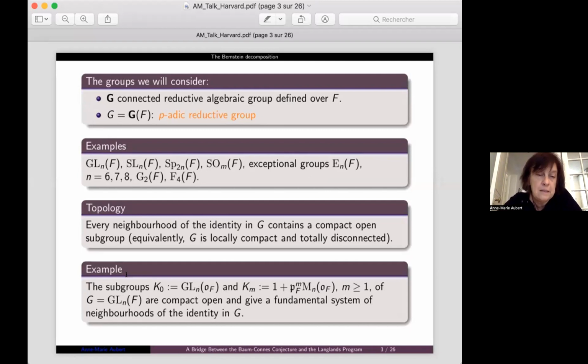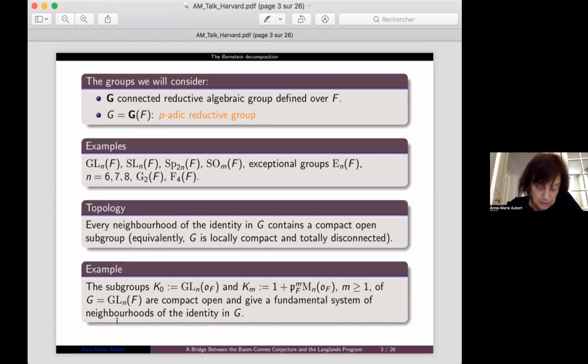And now the group, what it is. So the group is, shortly I will call them p-adic reductive groups, and it's the group of F-points of a connected reductive algebraic group that I will denote by bold G, which is defined over F. So let's see some examples. In the case where bold G is GL_n, SL_n, or a symplectic or special orthogonal group, we get what we call a classical group. SL_n is not usually called classical, but GL_n, Sp, SO are called classical groups. And you also have possibly exceptional groups, considering E6, E7, E8, or G2, or F4. And then we have variations of these groups up to isogeny.